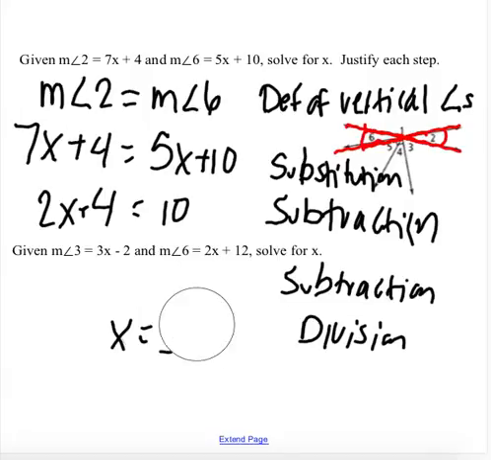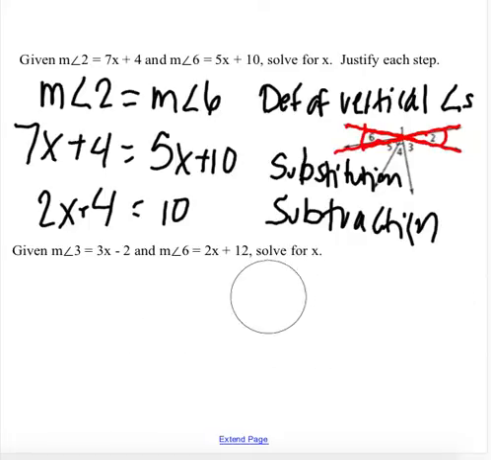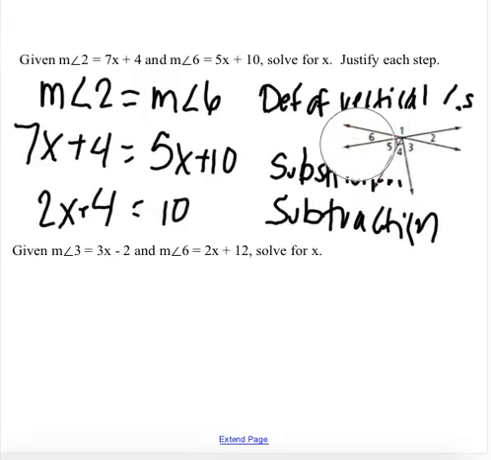And on the bottom, it says given the measure of angle 3 and the measure of angle 6, solve for x. So up here, I got angle 3 and angle 6. Those are the two angles I'm looking at. I really shouldn't be putting those marks. They're not the same, but those are the angles that we're talking about. Okay.